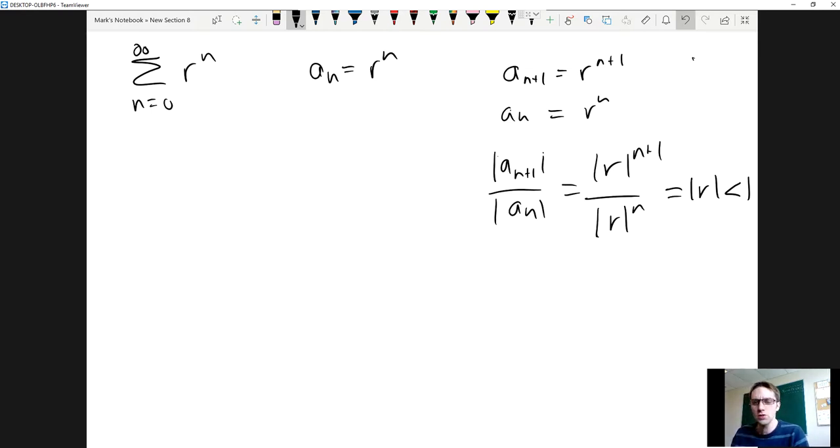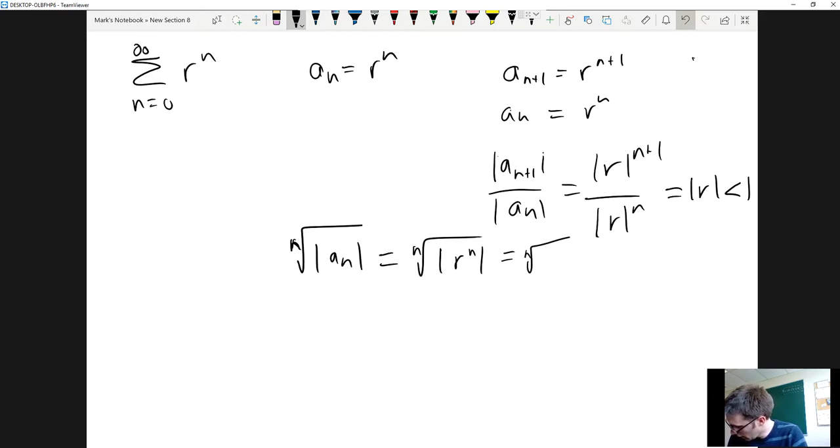All right, so ratios of consecutive terms give us r, but notice we can also think about taking the nth root of those terms. In this case, the nth root of the absolute value of r to the n would be the same thing as taking the nth root of the absolute value of r raised to the n, which is just the absolute value of r. And so if that nth root is less than 1, then we would conclude the same thing, that we have a convergent geometric series. Now, we can just look at the number r and get to that same conclusion. So computing the ratio and the nth root doesn't really add much in the context of a geometric series.